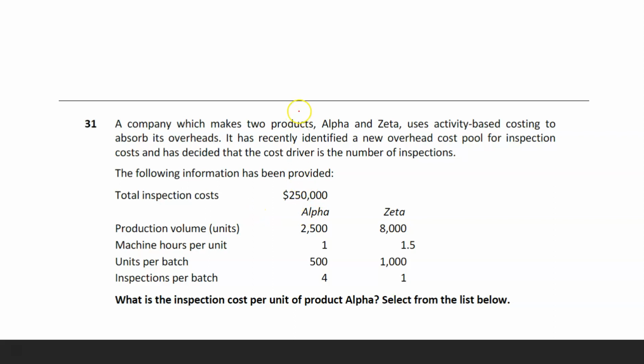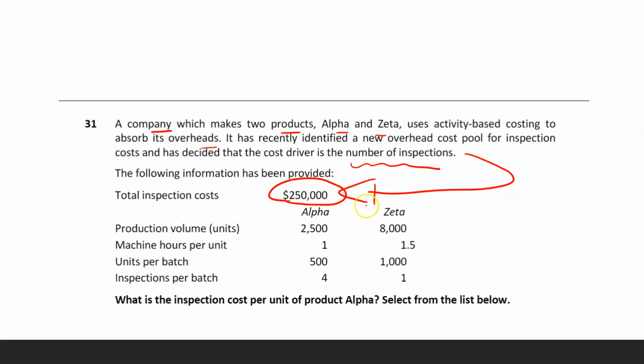So what we have here is a picture. It says a company, this is 31, which makes two products, Alpha and Zeta, uses ABC to absorb its overheads. Our focus is on that overhead cost of 250. It's identified a new overhead cost pool for inspection, and it wants to use this as the number of inspections. So the argument is that inspections are driving this cost of 250,000.